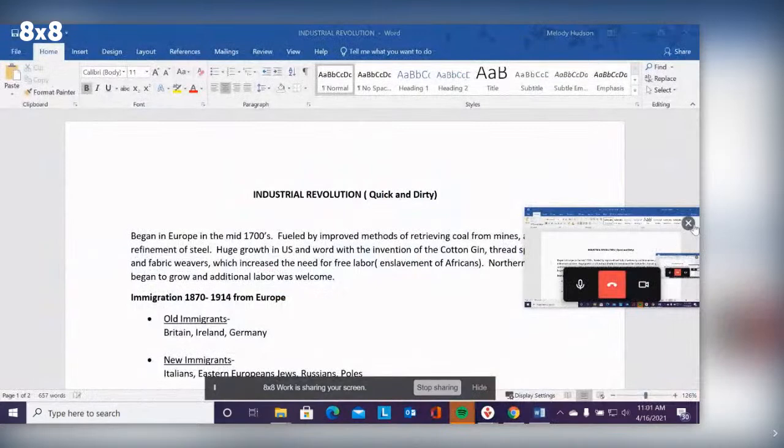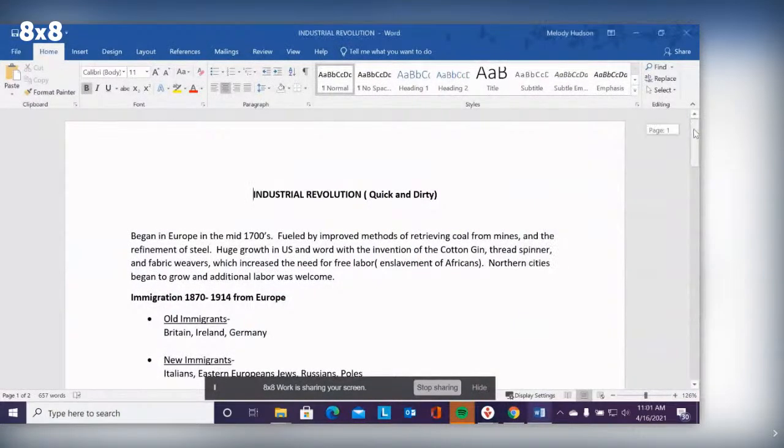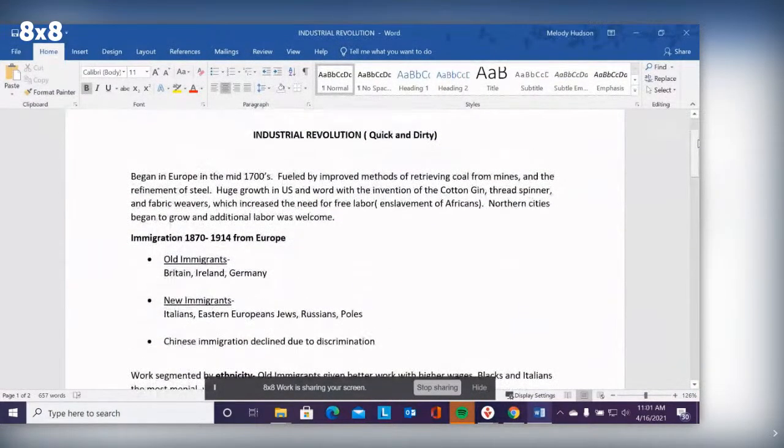The Industrial Revolution, and this is what I'm calling the quick and dirty. It began in Europe in the mid 1700s, and it was fueled by improved methods of retrieving coal from mines and the refinement of steel.